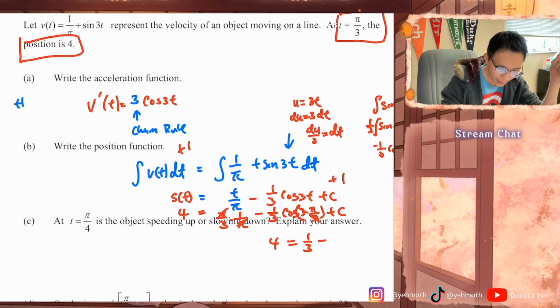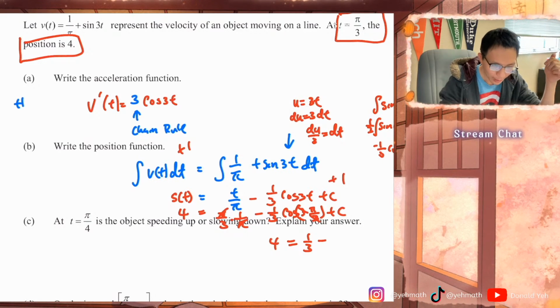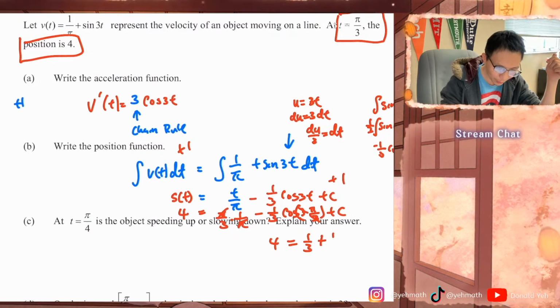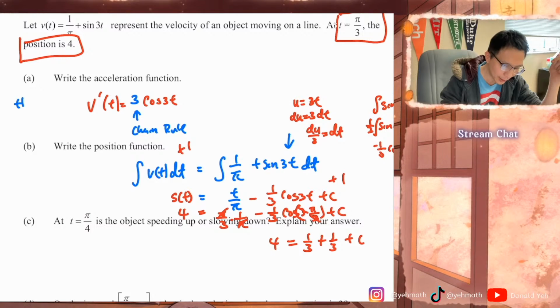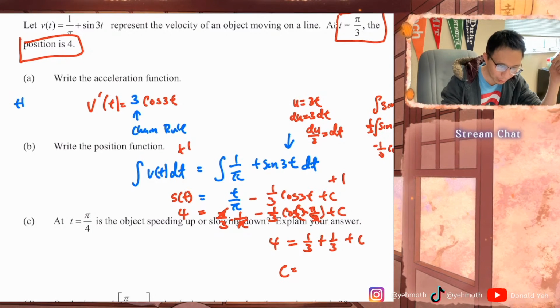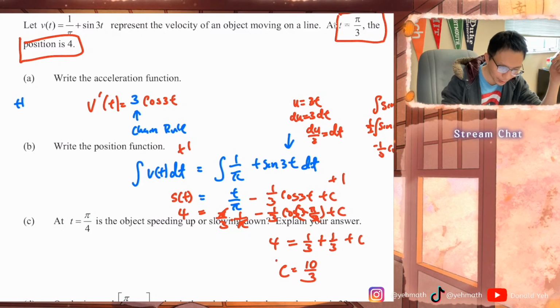So it's going to be negative 1. So in this case, it's going to be positive 1/3, right? Oh, I didn't screw up, I got it right. Okay, so then you got c. C is equal to 10 over 3. How many of you got c equal to 10 over 3?